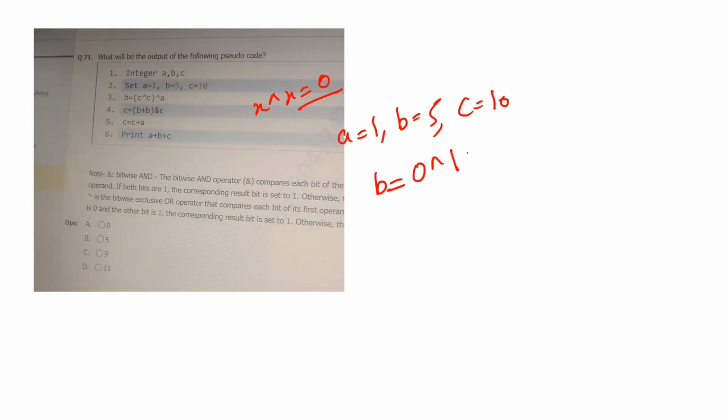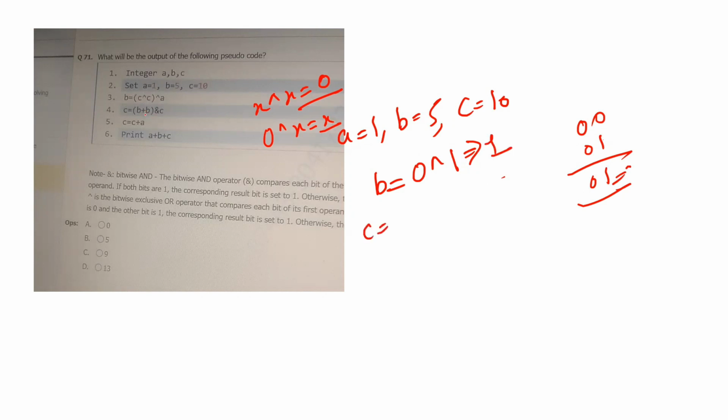1. Now you can do it, but again, if we are doing the XOR of 0 with any number, let's say x, we'll get x itself, right? So here also, 0 XOR 1, if you do, you will get 1 itself, right? So b is 1. Now c is what?